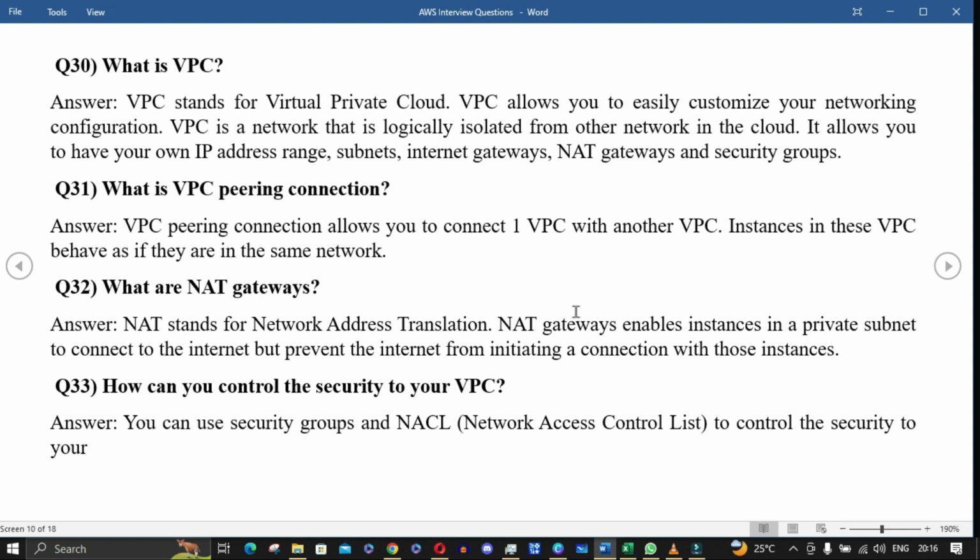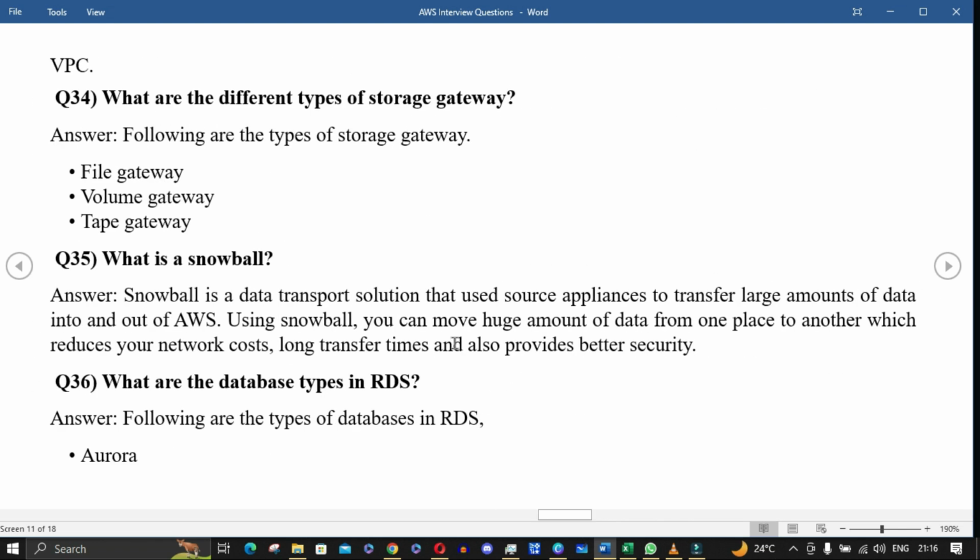How can you control the security of your VPC? Answer: you can use security groups and NACL, Network Access Control List, to control the security of your network. Question number 34. What are the different types of storage gateways? Answer: following are the types of storage gateways: file gateway, volume gateway, tape gateway.